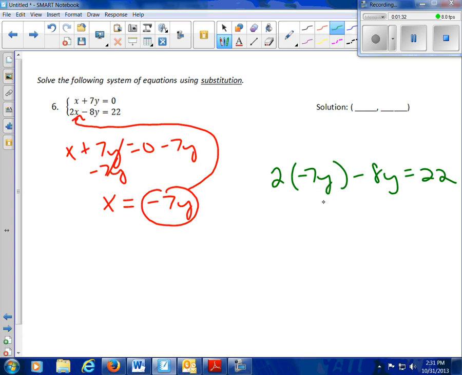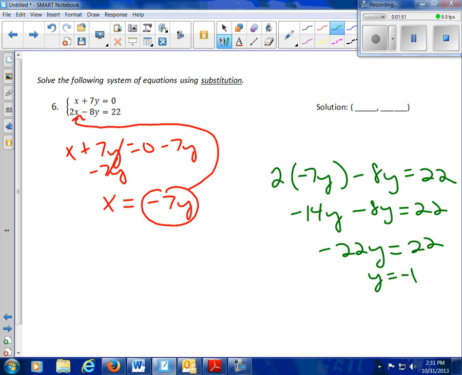So all I have to do from this point on is solve. 2 times negative 7 is negative 14. And then now I combine like terms. Negative 14 and negative 8 gives me negative 22y. And if I divide both sides by negative 22, I'm going to get y equals negative 1. So the y in this case is negative 1.